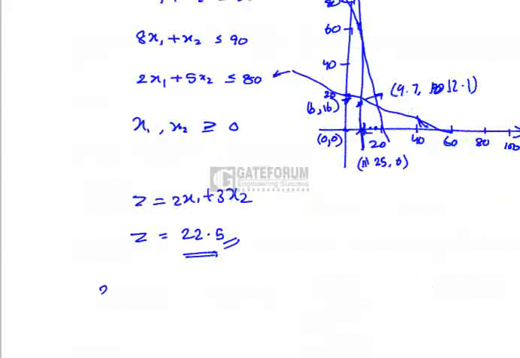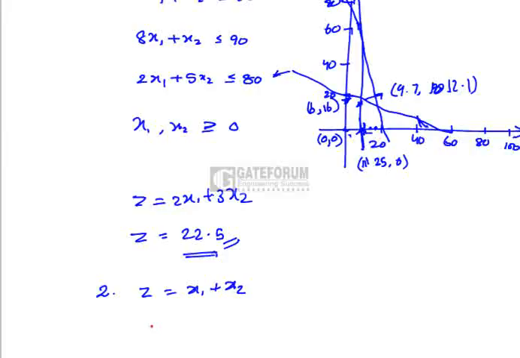Now consider the second question. Here z is equal to x1 plus x2 is maximized to. Here also we'll have to substitute all the values within the bounded solution, that is all these four corner points within the solution.